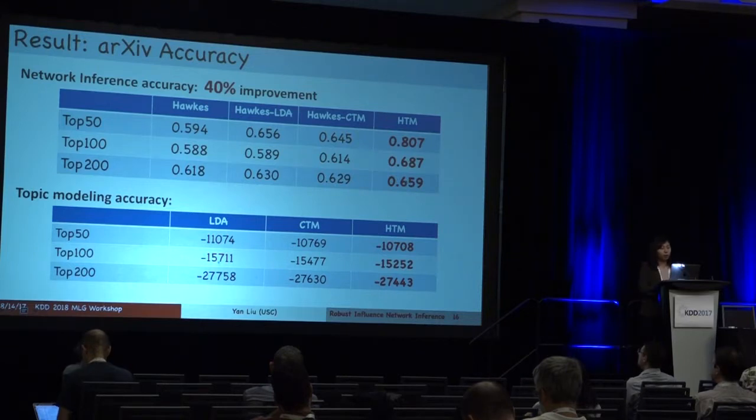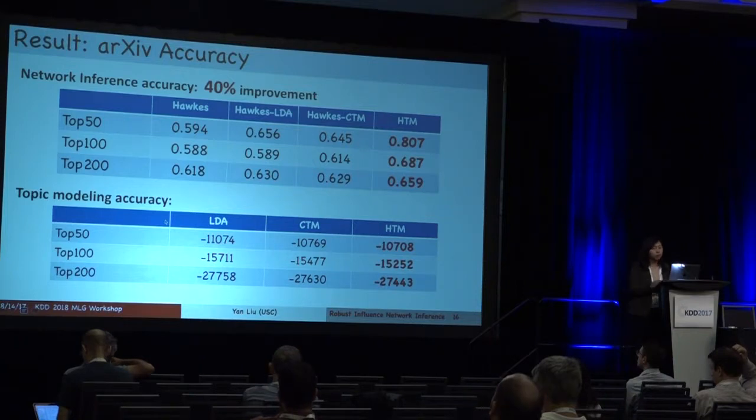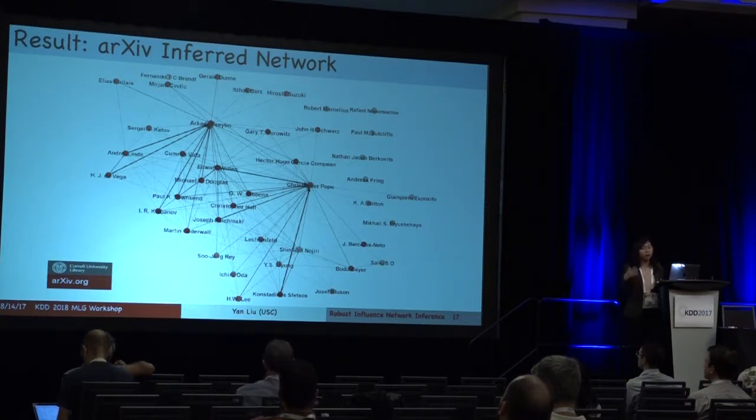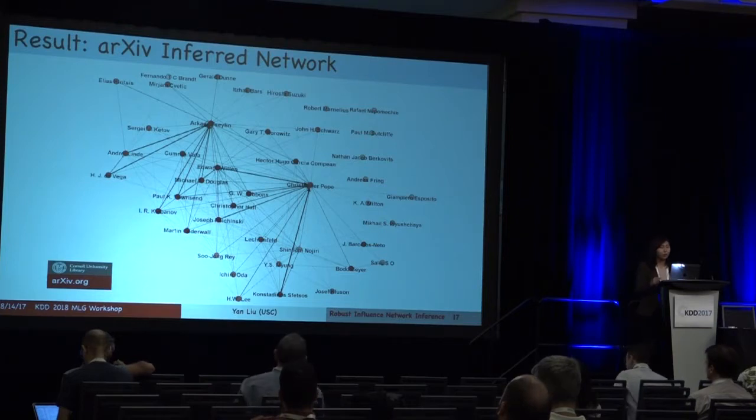And then for topic modeling accuracy, we evaluate based on the perplexity. We compare with the LDA model and the correlated topic model, and we were also able to get much better results in terms of topic modeling. Next, I just want to quickly show you some of the network that we inferred from this archive data set. These are the authors in high energy theoretical physics.